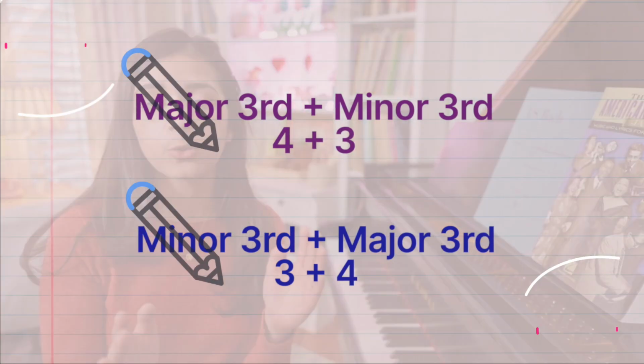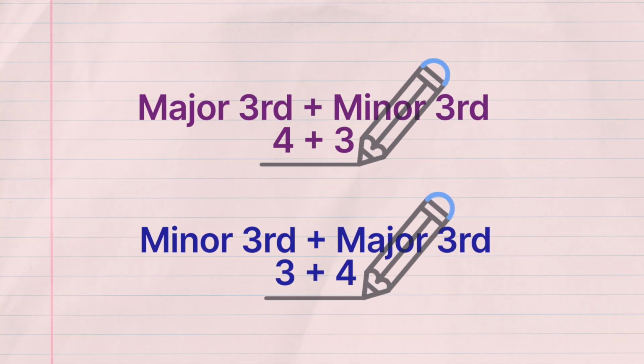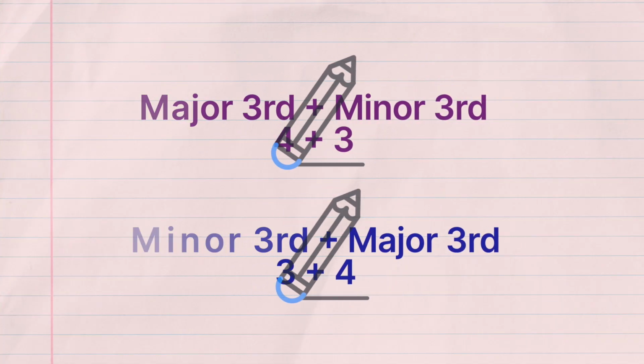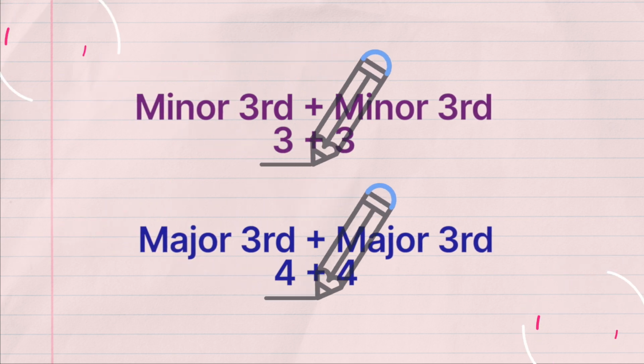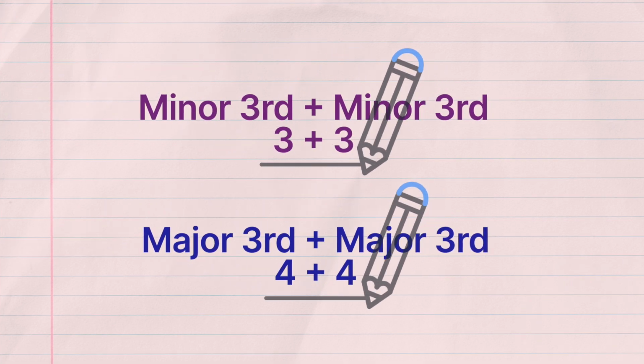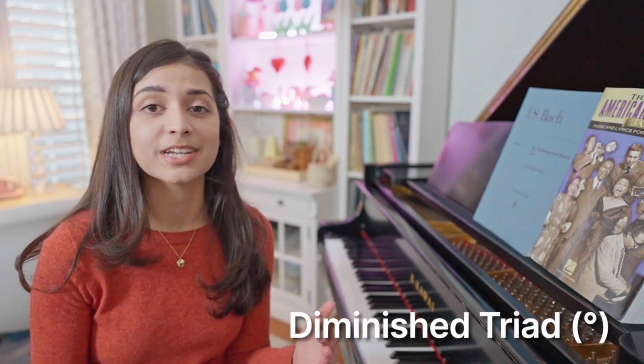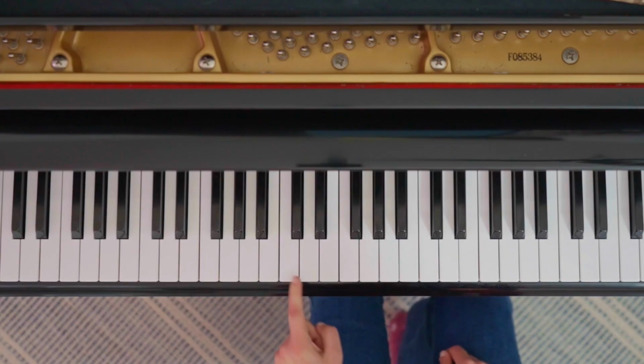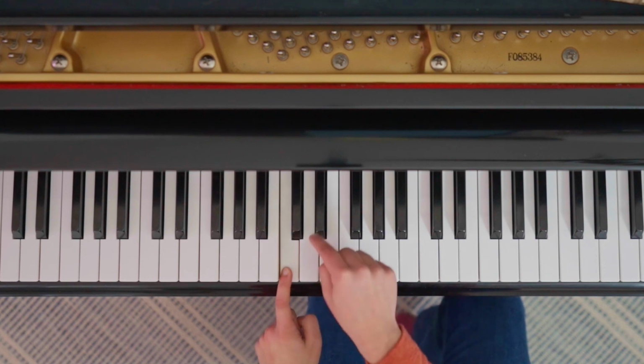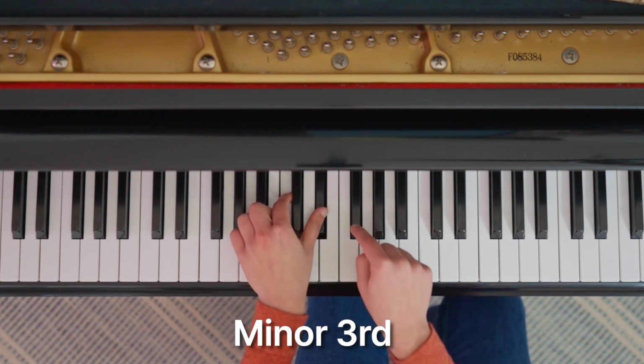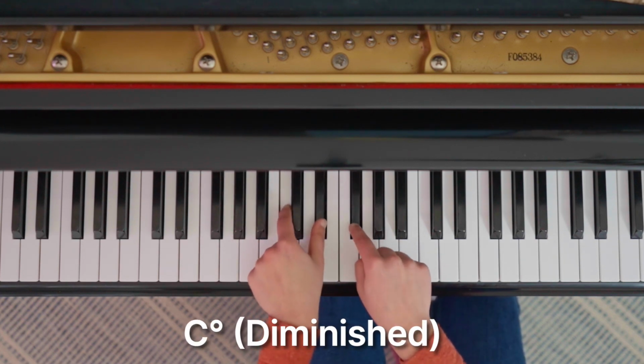You know how we did that whole inverse thing with 3 and 4 and then 4 and 3? Well, let's keep it simple with 3 and 3 and then 4 and 4. So the first one is 3 and 3, okay? So minor third plus minor third. And this gets you a diminished chord. So we have this. 1, 2, 3. 1, 2, 3. C diminished.